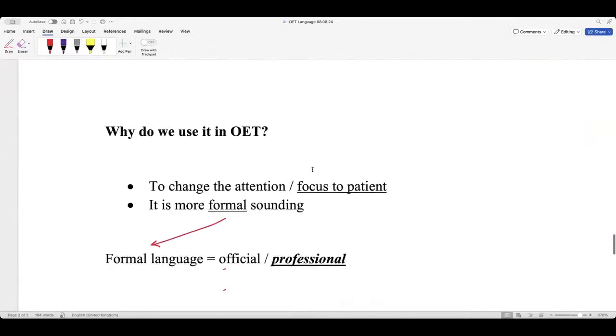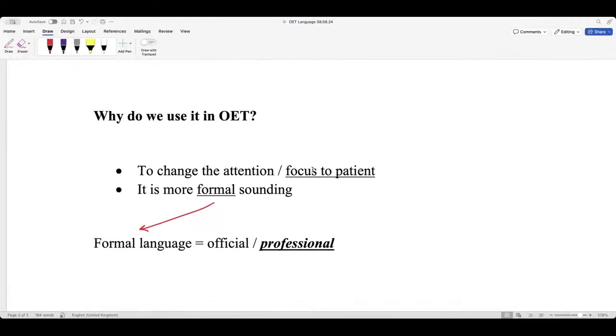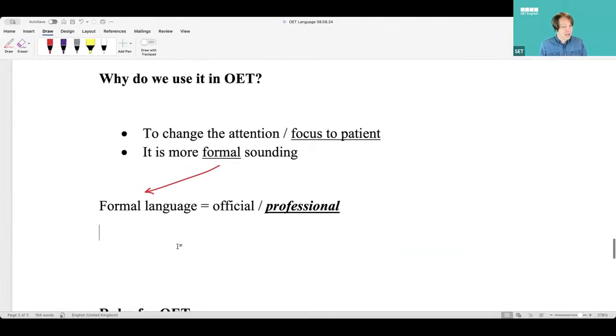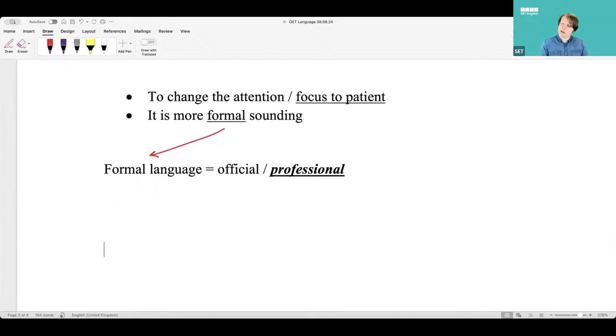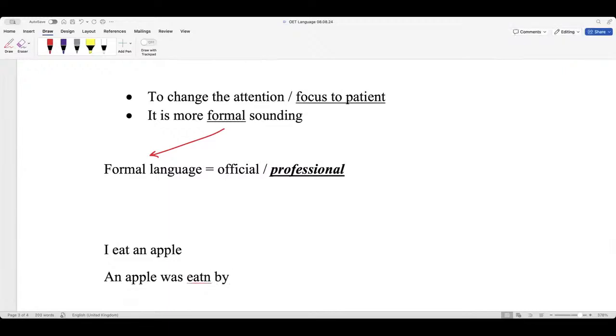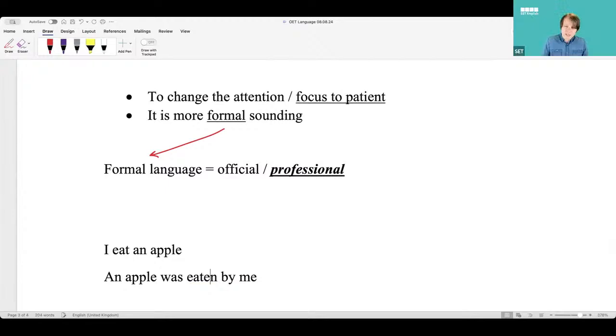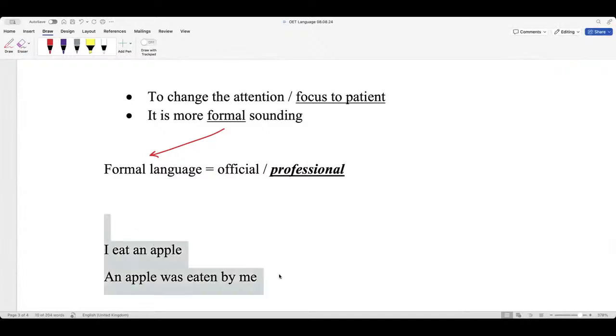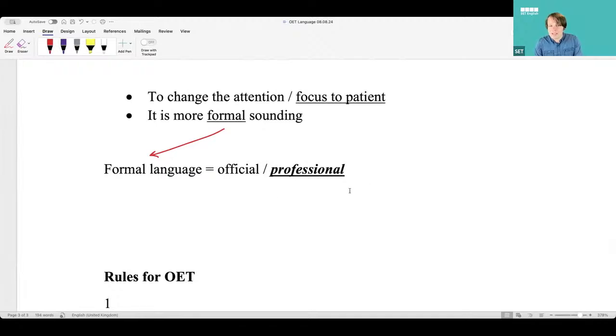Sorry, Alain, can I add something? Yes. We use it to be concise. It's not necessarily more concise, because the auxiliary verb is long. Look, "I eat an apple." "An apple was eaten." Which one is more concise? The first one. It's not always more concise, unfortunately. What does concise mean, guys? Short. So it's not always a way to do it, I'm afraid.